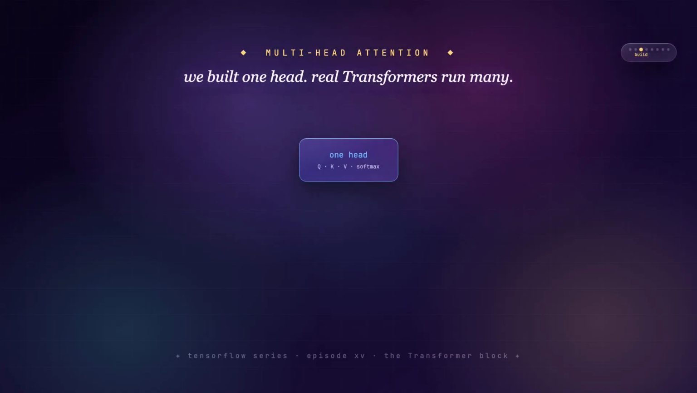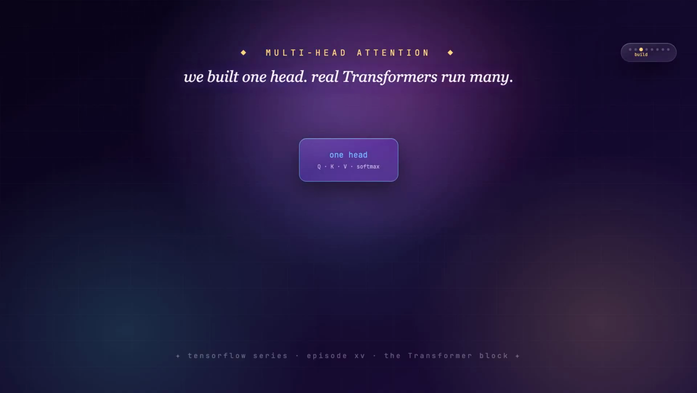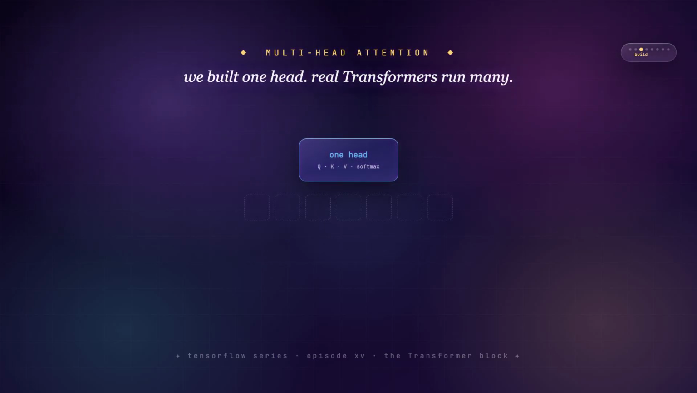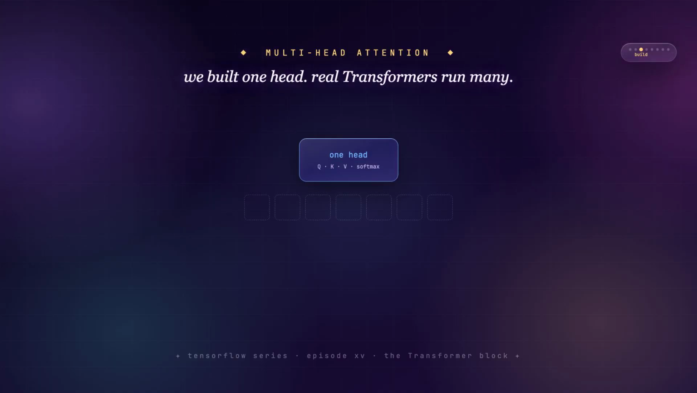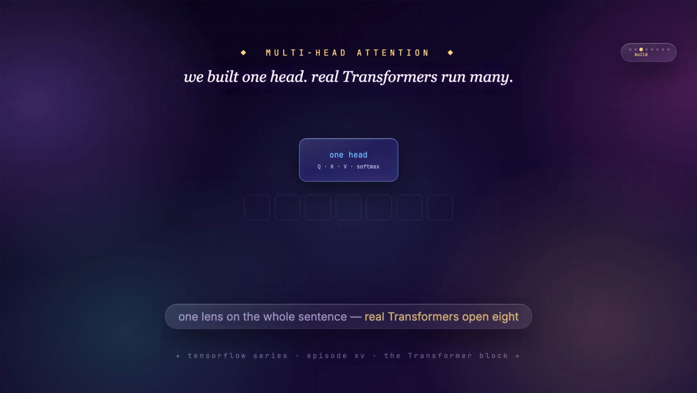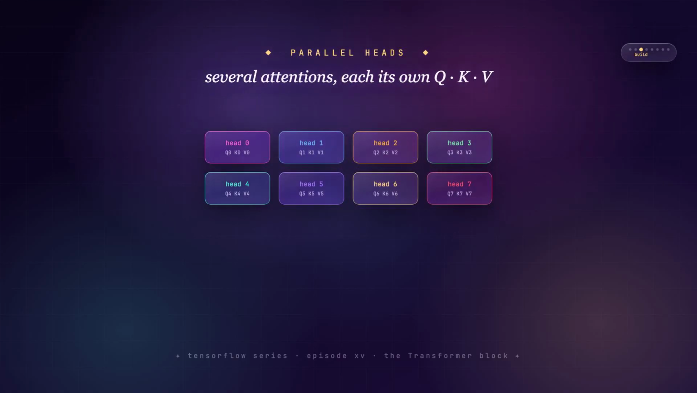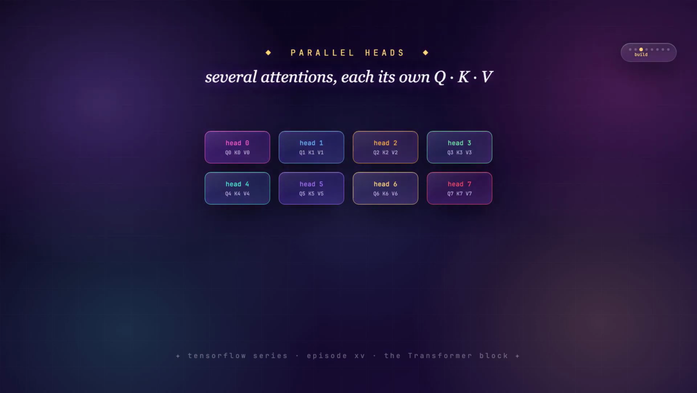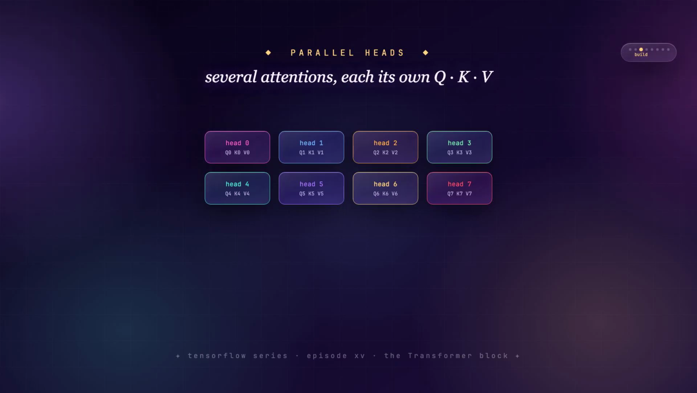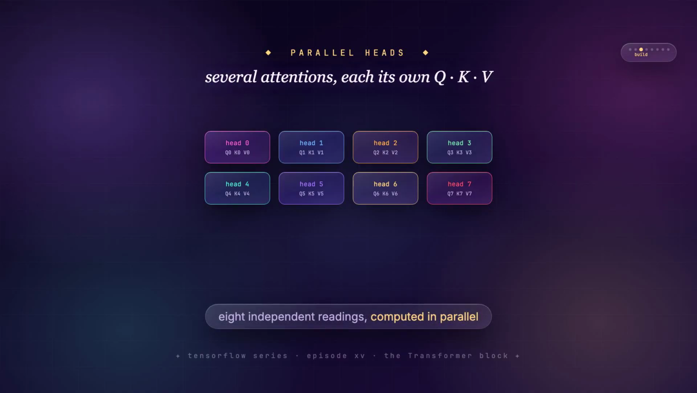Here's the one head we built last episode. One query, one set of keys, one weighted blend of values. Powerful, but it's looking at the sentence through a single lens, one relationship at a time. Real transformers don't settle for one lens, they open 8. That's multi-head attention. Instead of one attention, you run several in parallel, 8 here. Each head gets its own little query, key and value projections, so each one is free to learn a different relationship in the same sentence, 8 independent readings computed at once.